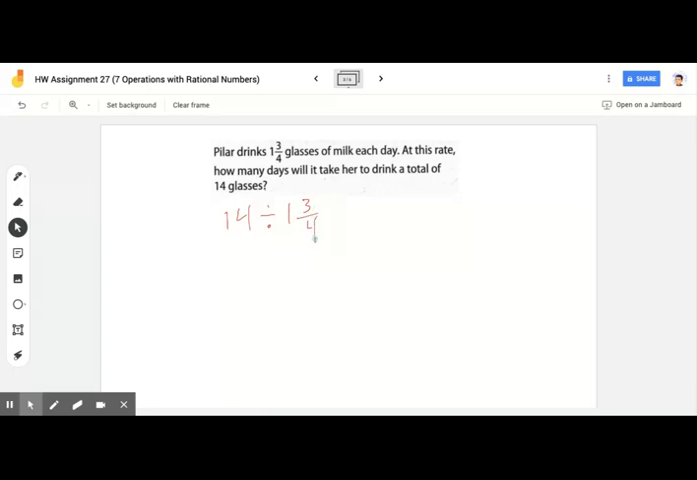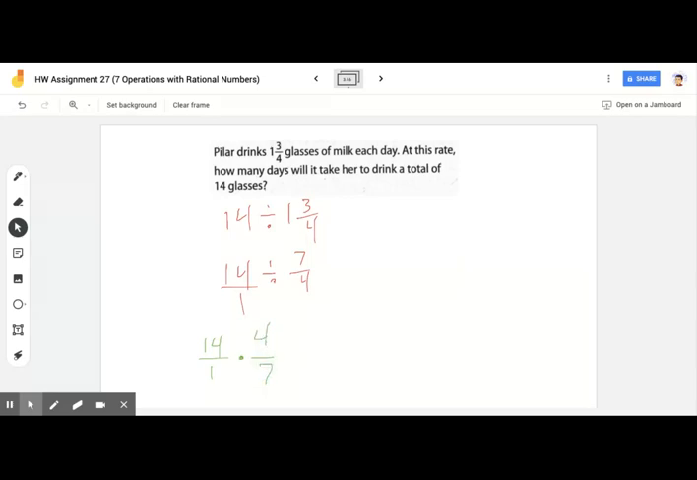So let's write that 1 and 3/4 as an improper fraction. It'll be 4 times 1 is 4, plus 3 is 7/4. So 14 over 1 divided by 7/4. Let's write it the way that we have seen it. So we're going to keep 14 over 1 as is, change our division to multiplication, and make the reciprocal here.